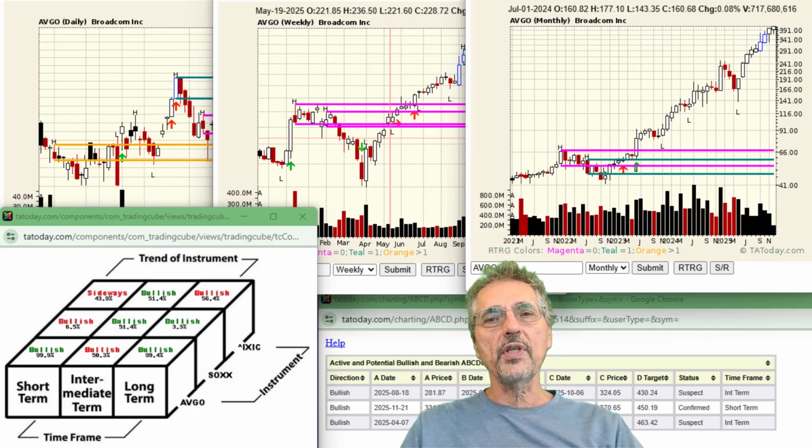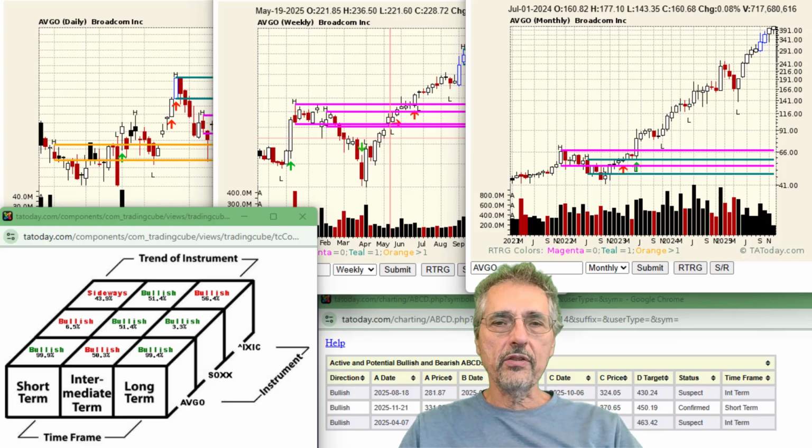I want to go through two examples. I'm going to go through AVGO, which I gave you as a trade last Friday. And I want to go through the S&P 500 using the SPX cash and show you what the retrace, retest, regen really looks like. So let's take a look at the charts here.